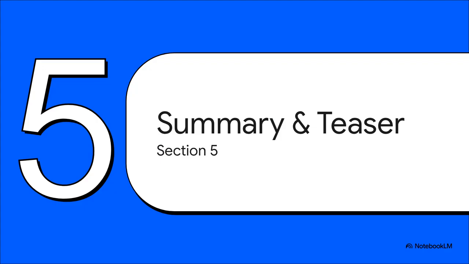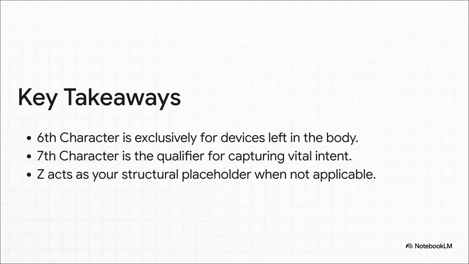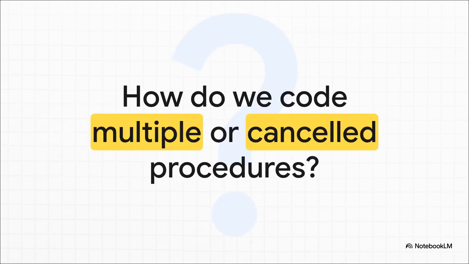Section 5, Summary and Teaser. Okay, so your crucial takeaways for today are this. First, the 6th character is exclusively for devices, items, grafts, or appliances that literally stay in or on the body after the surgery is totally done. Second, the 7th character is your qualifier. That's the wildcard that captures vital intent, like a biopsy, or specific technique variations. And third, whenever either of those characters doesn't apply to a procedure, the letter Z acts as your required structural placeholder. Congratulations! You now have the power to build all 7 characters of an ICD-10 PCS code.